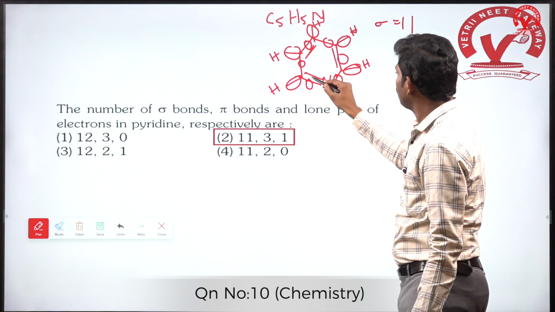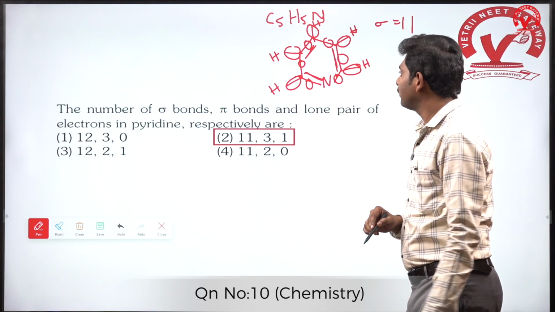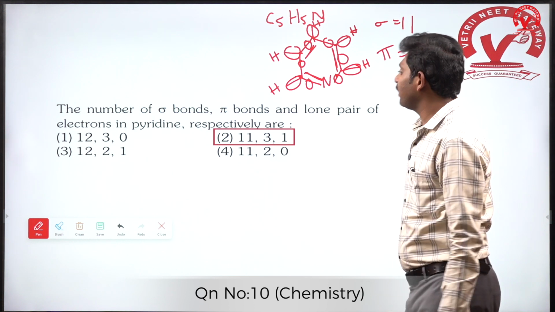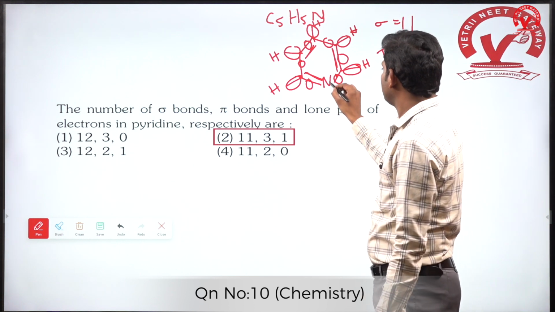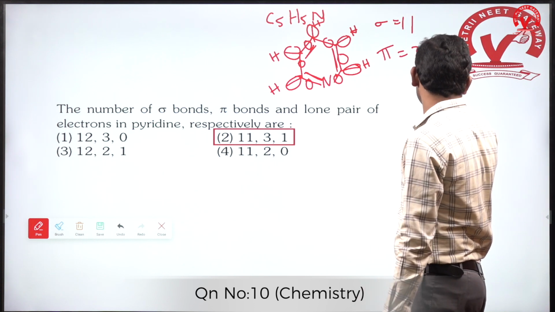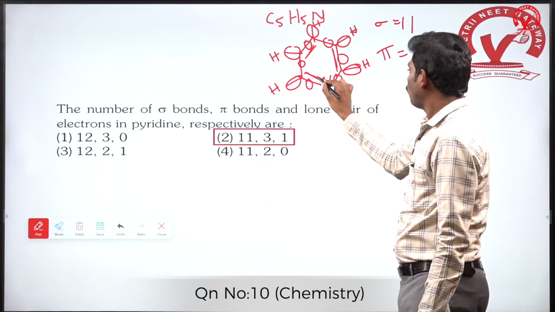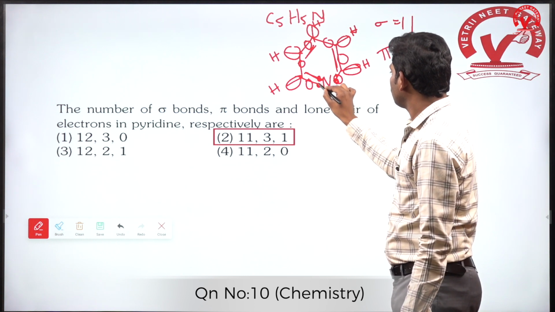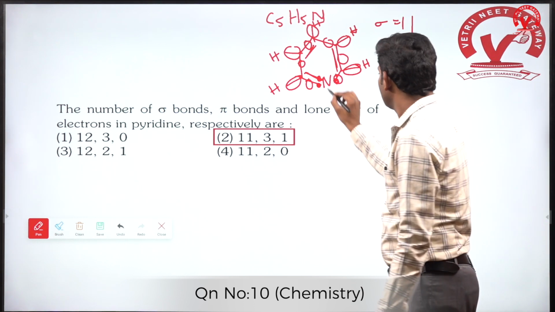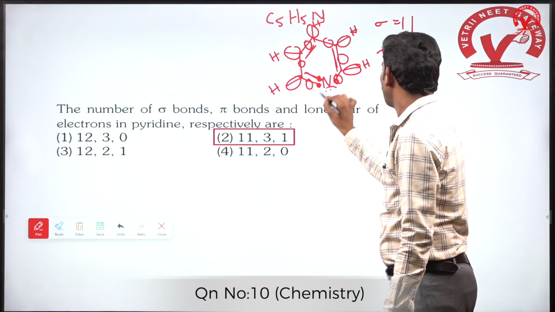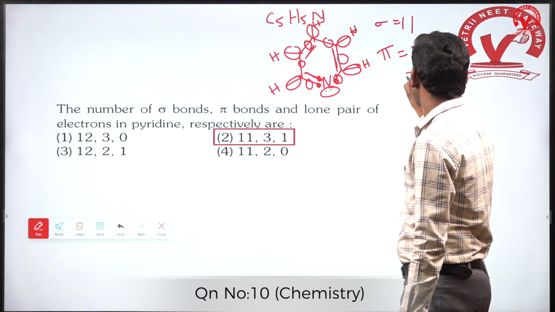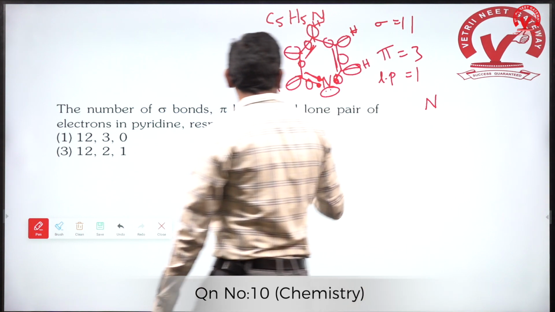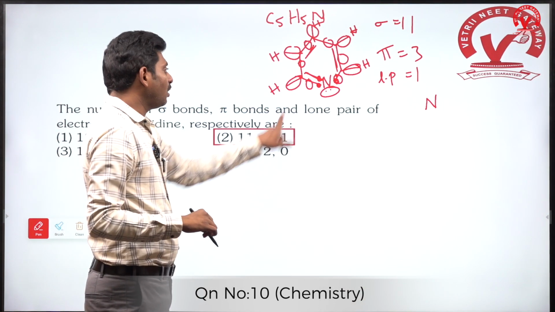Now pi bonds you can check. Only 3 pi bonds are there, from the double bonds. So pi bonds are 3. How many lone pairs are there? Check it. Nitrogen valency is 5. One electron with this side, one with this bond, and one with this bond, so 3 electrons are involved in the bonding. The remaining 2 electrons are 1 lone pair. So pyridine has 11 sigma bonds, 3 pi bonds, and 1 lone pair.